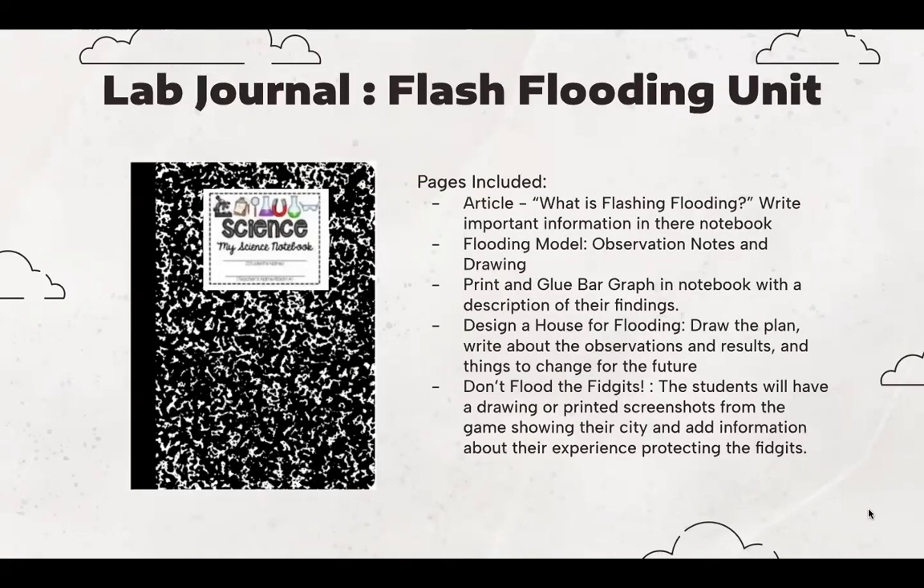So for the lab journal, I was just picturing a blank composition notebook that they're able to add information to as the year goes along. So some pages I would include was a little information section about what is flash flooding, and they would have to write down the definition, why it occurs, and stuff like that in their science notebook. Their flooding model, so when they create their uneven clay surface, drawing a picture of it, and then what they observed as they were creating it.